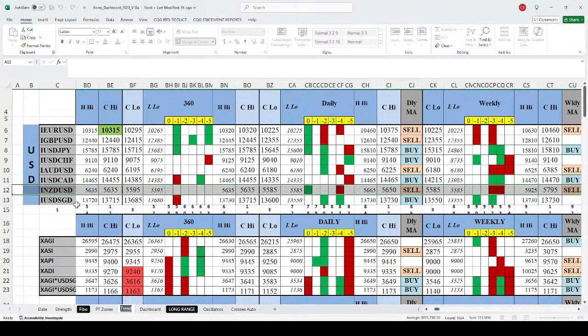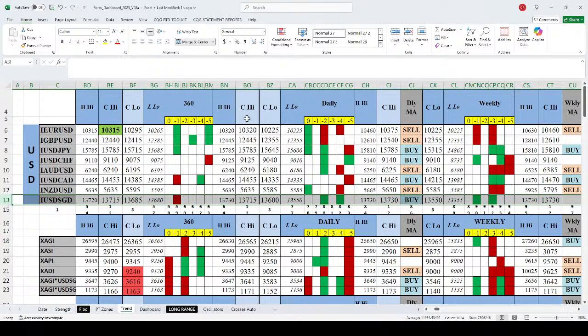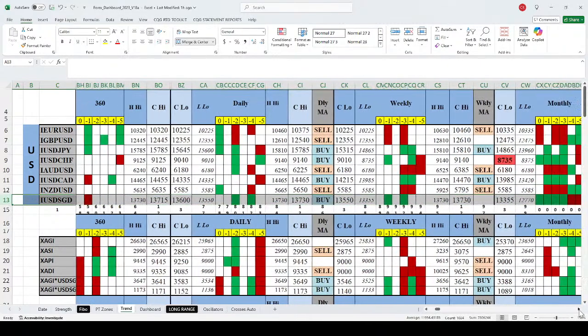Okay, dollar Sing, your 360 is showing some weakness. So which means to say this is flat with the downside bias. Daily is flat with an upside bias. Weekly is flat with an upside bias. Monthly, this is an uptrend.